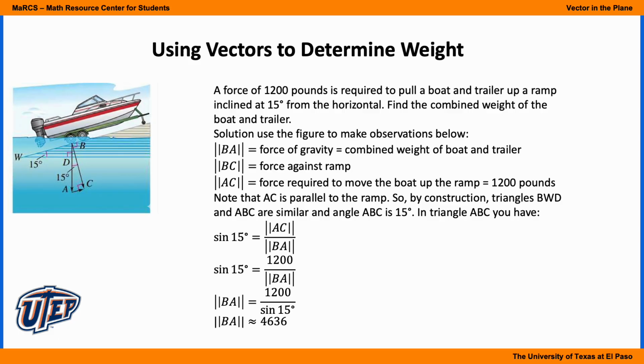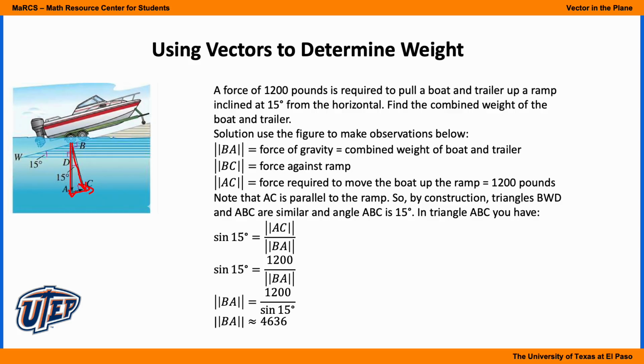So for the force of gravity, that is the combined weight of the boat and the trailer, we will form this vector right here, initial point B and terminal point A, and that force will be given to us by the magnitude of that vector. Now the force against the ramp is given by this vector, the initial point B and terminal point C. Now the force required to move the boat up the ramp was given to us, 1,200 pounds, and that is the magnitude of this vector, initial point A and terminal point C.